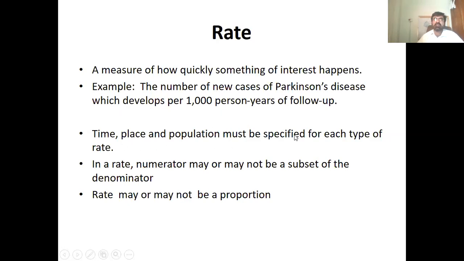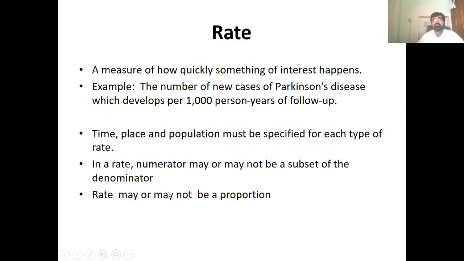Time, place, and population must be specified for each type of rate. In a rate, the numerator may or may not be a subset of the denominator. Whenever it is taken from the denominator, time must be mentioned, and only then can it be called a rate. A rate may or may not be a proportion. If the numerator is taken from the denominator, it may be a proportion.